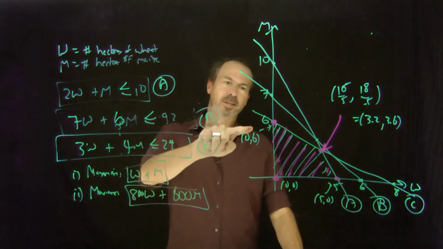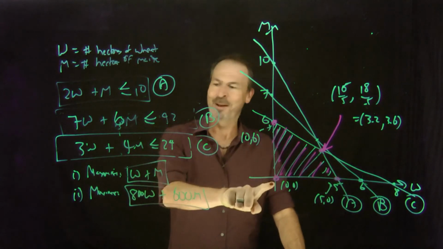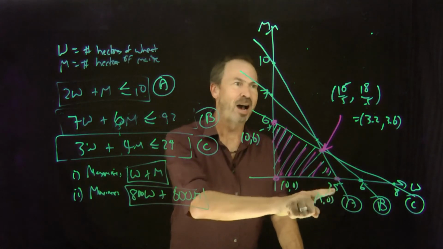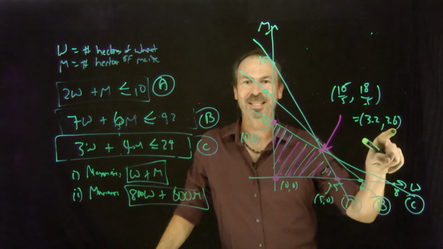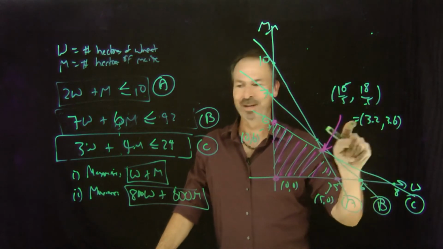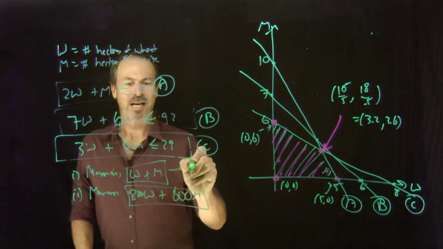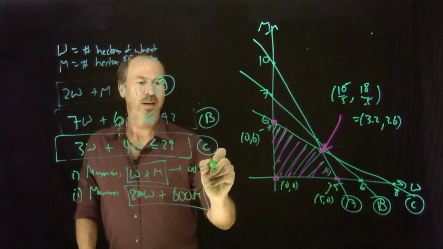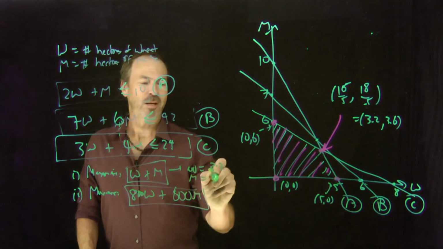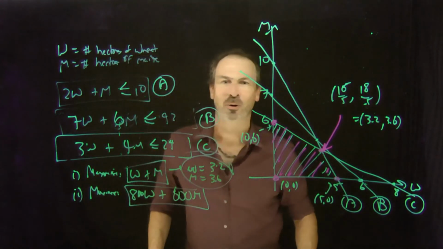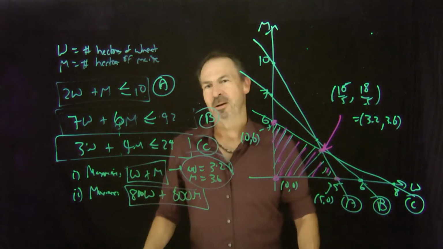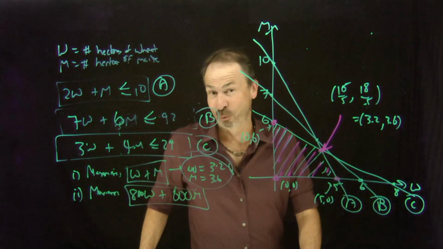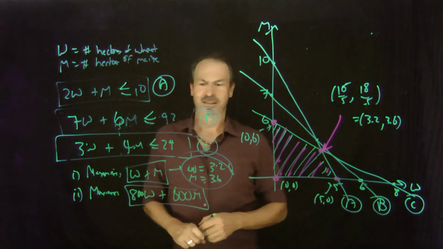All right, so which of these maximizes the number of hectares you've got? W plus M is 6. W plus M is 0. W plus M is 5. W plus M is 6.8. Biggest number. Bingo. Answer, W equals 3.2, M equals 3.6. That maximizes the total number of hectares you've got. Beautiful. I wonder if it also maximizes the profit you'll get. We'll have to work this out.